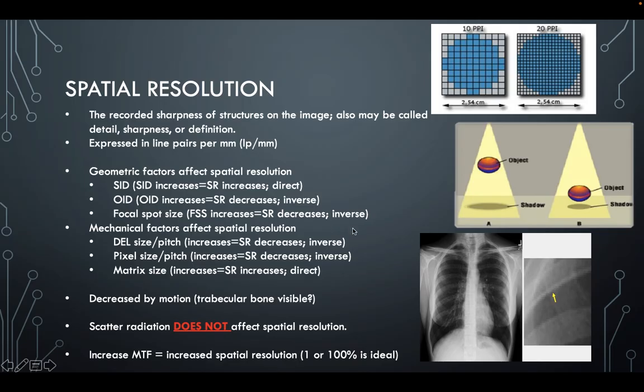So next are your mechanical factors and their relationship to spatial resolution. So del size, del pitch. As my del size increases, as that detector element pixel essentially increases, as that size gets bigger, my spatial resolution is going to decrease. We've talked about this a million times. So as pixel or del size increases, spatial resolution decreases, it suffers, and so inverse reaction there.